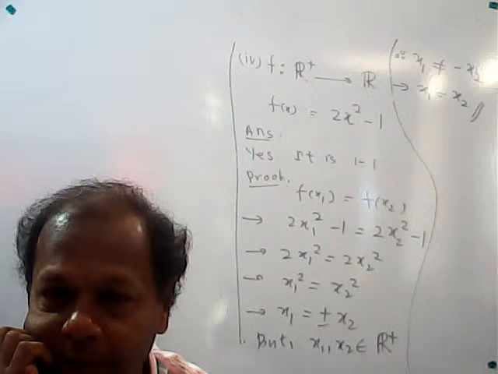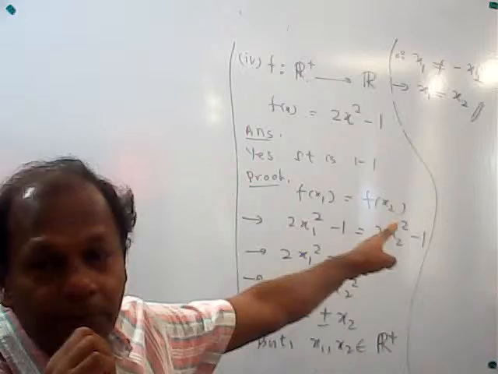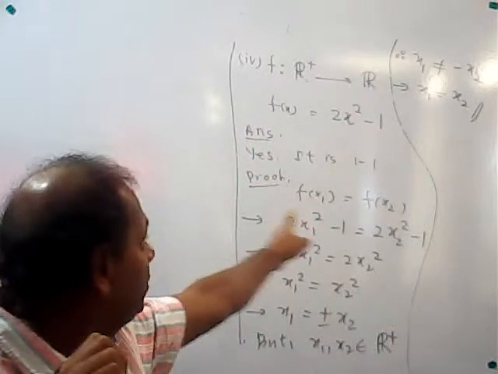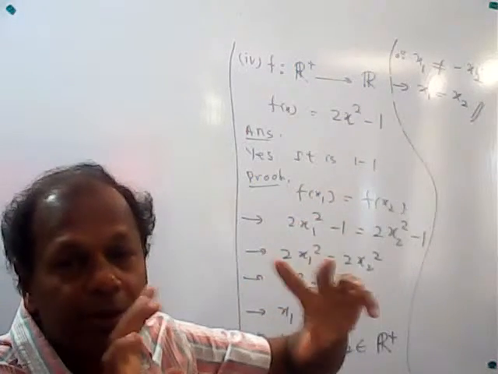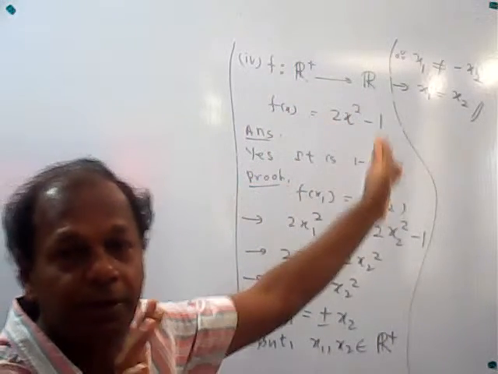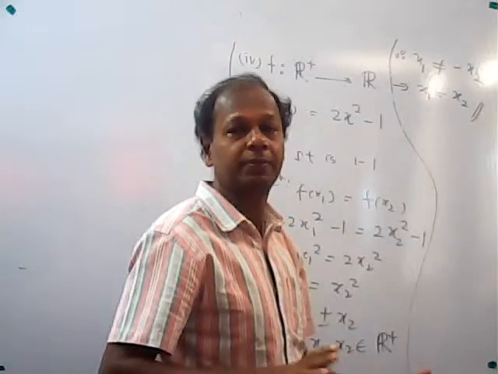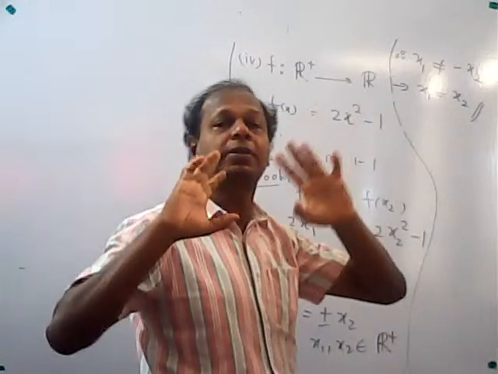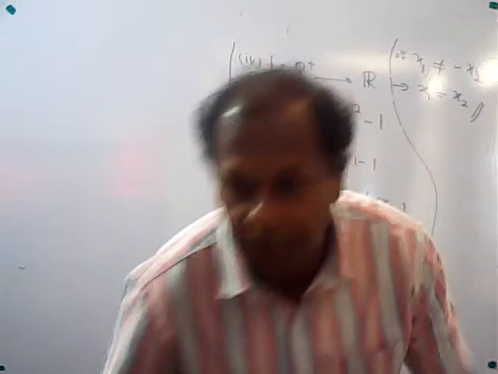What are the main requirements to be one-to-one? Main requirements are these. If f(x1) equals f(x2), then x1 equals x2. That's the definition. To be one-to-one, the requirement is f(x1) equals f(x2) implies x1 equals x2. If you want to show that the function is one-to-one, you have to prove it formally. That's by the definition. To prove that it is one-to-one, you have to show this. To prove that it is not one-to-one, you give some example. That's sufficient, right?